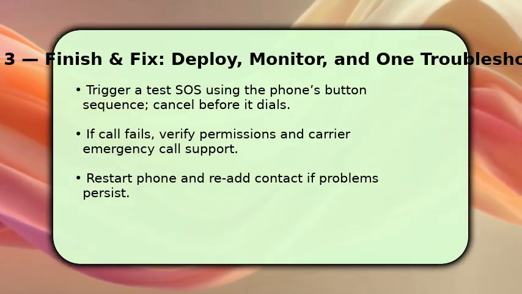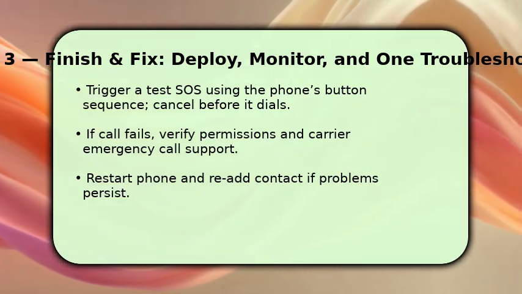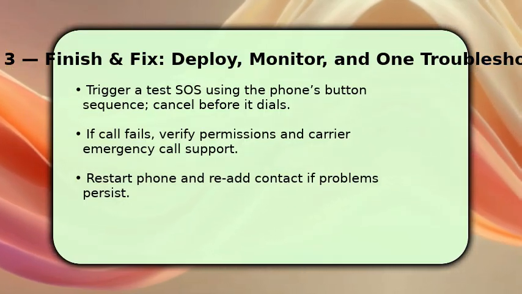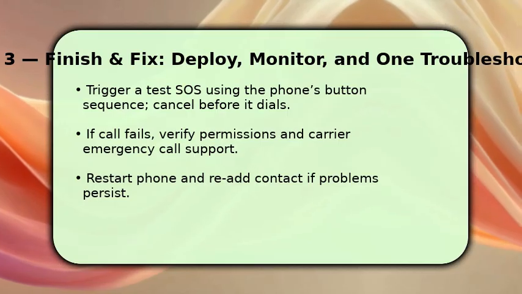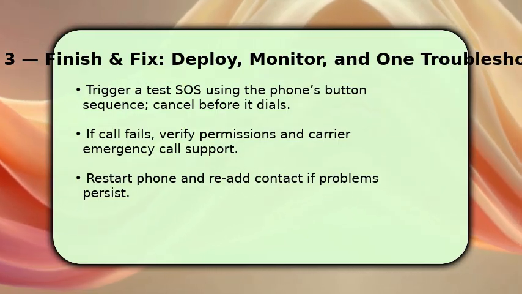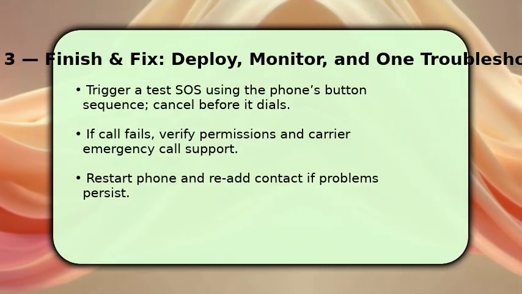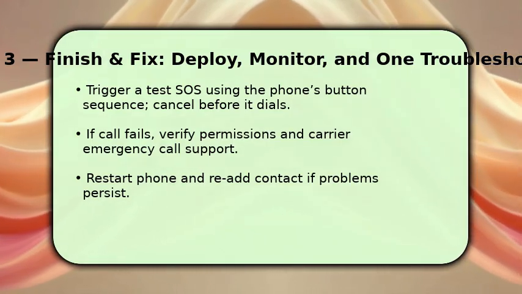If the test doesn't trigger alerts, make sure call and SMS permissions are allowed, and that your carrier supports emergency callbacks to stored contacts. Once done, restart the phone and try again. If it still fails, remove and re-add the contact. A final tip: ensure Do Not Disturb rules allow emergency alerts.